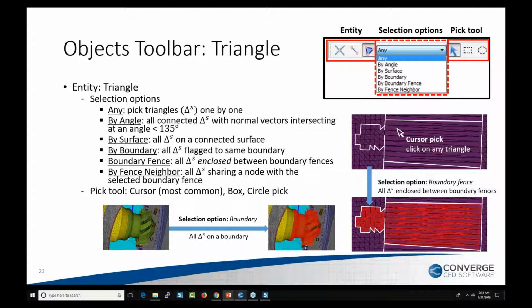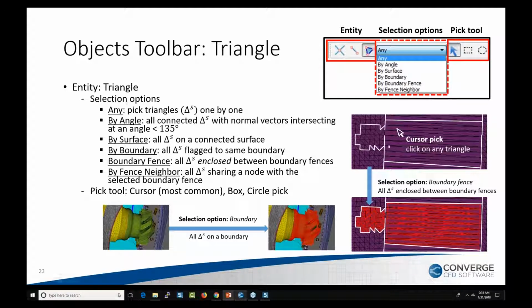You can pick by a surface, in which it will select all triangles on a connected surface. Say in a gas turbine, mostly all surfaces are connected, so if you pick by surface, it will pick everything. But say you are doing a flow past an airfoil, you may have an airfoil within a bounding box, so you may have multiple disconnected surfaces. In that case, you can pick surfaces one by one. You can pick by boundary. Once you have the boundary flag done, which I'll talk about shortly, you can pick triangles assigned to a certain boundary.